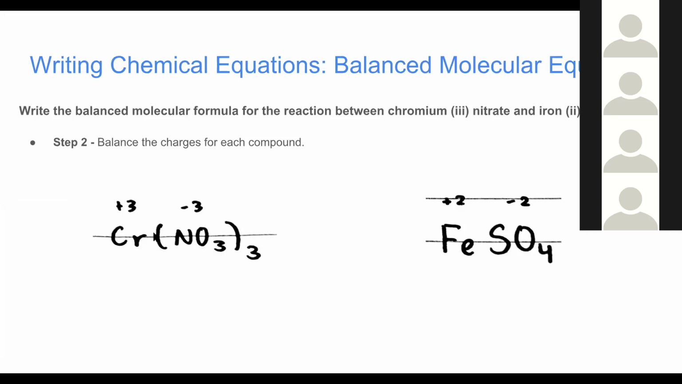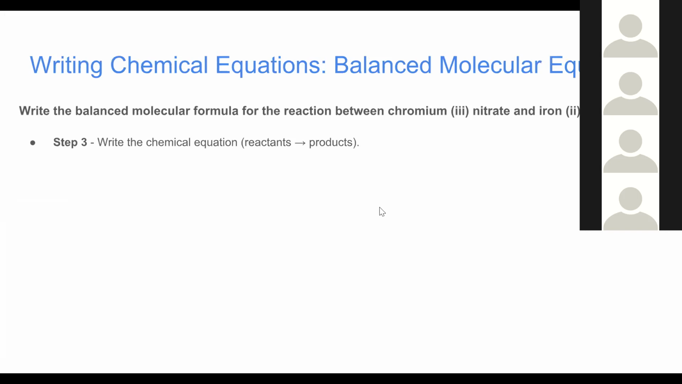Chromium-3 nitrate with 3 nitrate ions. And then FeSO4 with only 1 of each atom for the compounds. And then it's always a good idea to double check the charges. For example, chromium will have a charge of +3, and since there are 3 nitrate ions, this side will have a charge of -3. So these will cancel out and will make a neutral compound, which is what we want. And then finally, you're going to write the chemical equation.